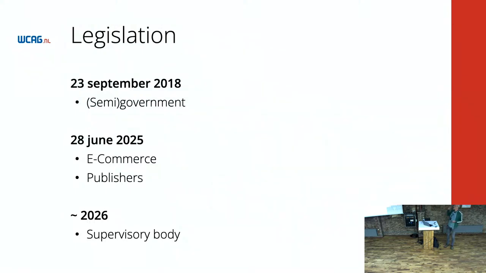Okay, there's also the legislation. Since 2018, government and semi-government sites should comply with the WCAG. But from about a year from now, other companies should also comply. So think of e-commerce or publishers. And the demands are that you have a minimum of 10 staff members and or a minimum of 2 million euros in revenues. So that's quite a lot, I think.